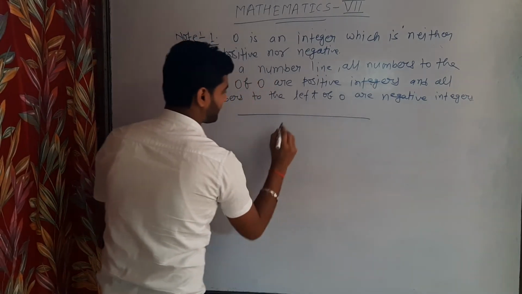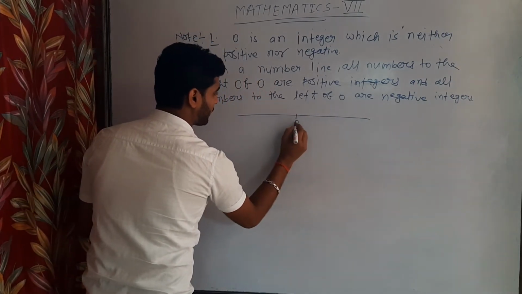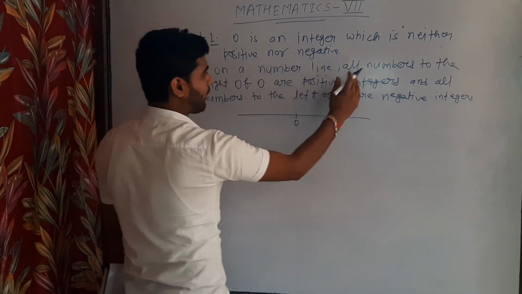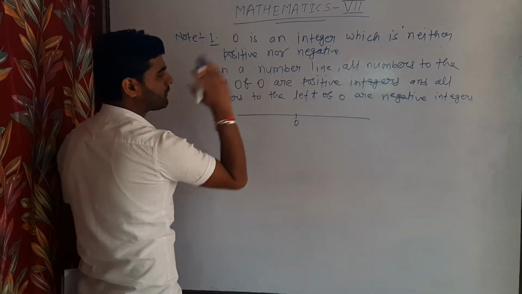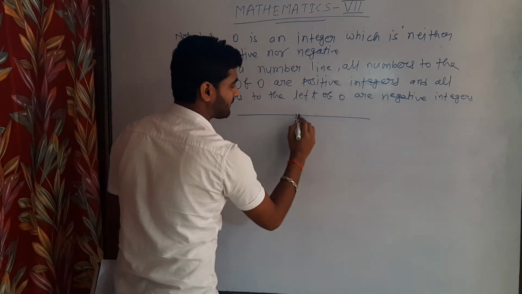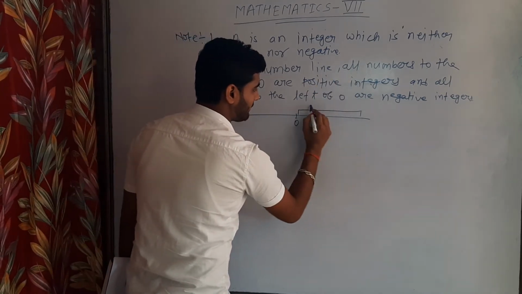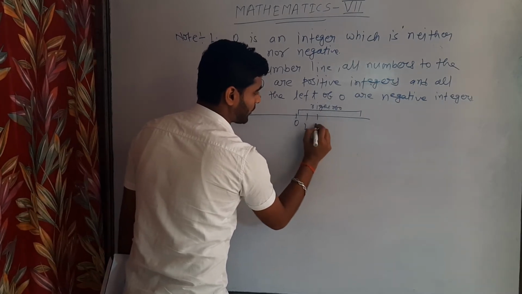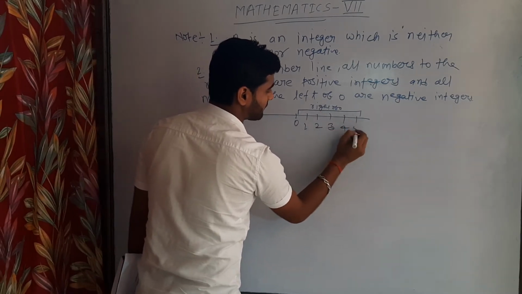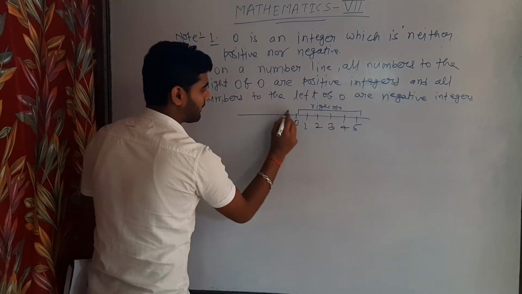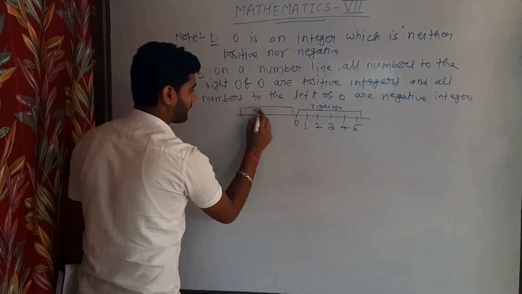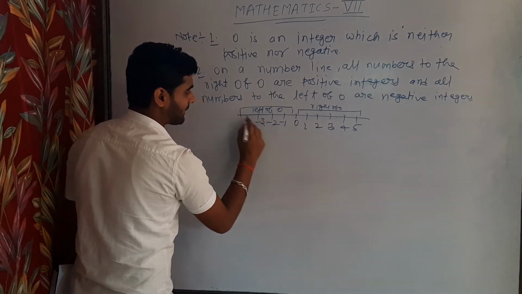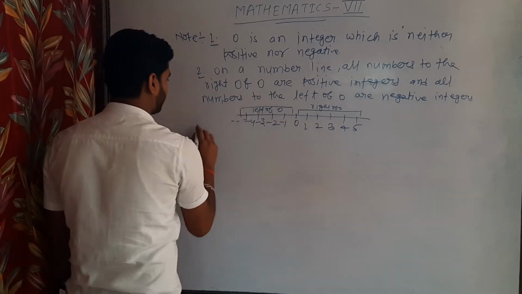It is a number line. In the middle we denote 0. On a number line, all numbers to the right of 0 are positive integers. It is right of 0, so we denote it by positive integers 1, 2, 3, 4, 5, etc. It is left of 0. We denote here minus 1, minus 2, minus 3, minus 4, etc.